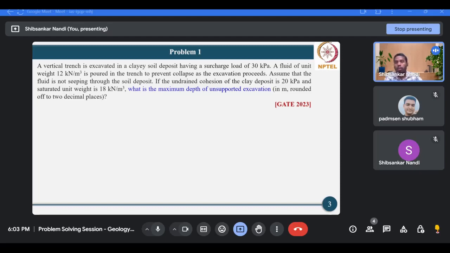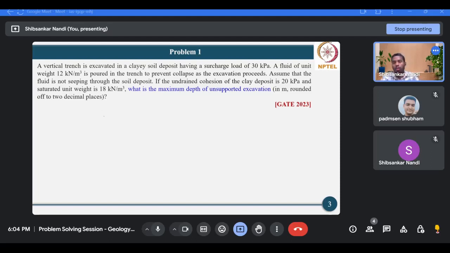So in this problem, a vertical trench is excavated in clay soil deposit having a surcharge load of 30 kPa. A fluid of unit weight 12 kN/m³ is poured in the trench to prevent collapse as the excavation proceeds. Assume that the fluid is not seeping through the soil deposit. If the drained portion of the clay deposit is 20 kPa and the saturated unit weight is 18 kN/m³, what is the maximum depth of unsupported excavation? And that we have to report in meters after rounding up to 2 decimal places. Okay, so this was the question.